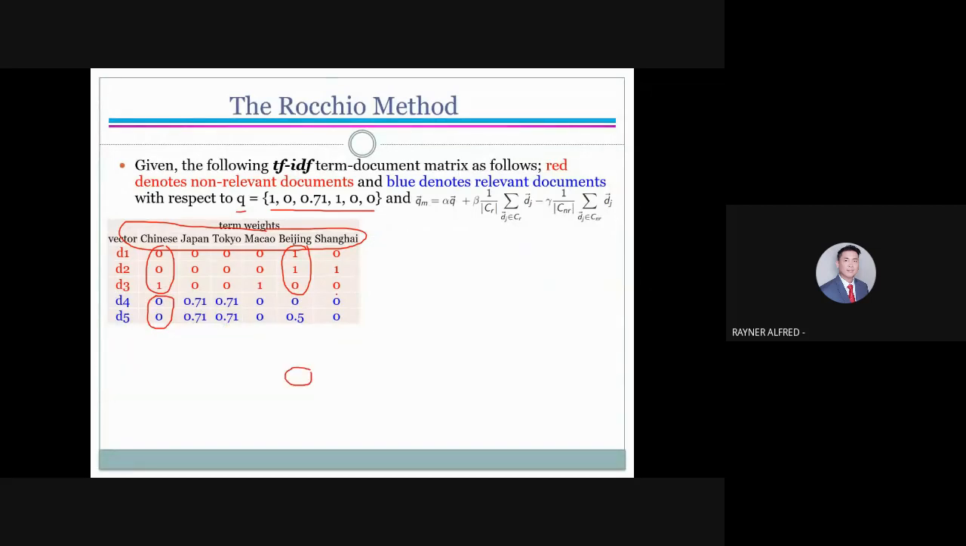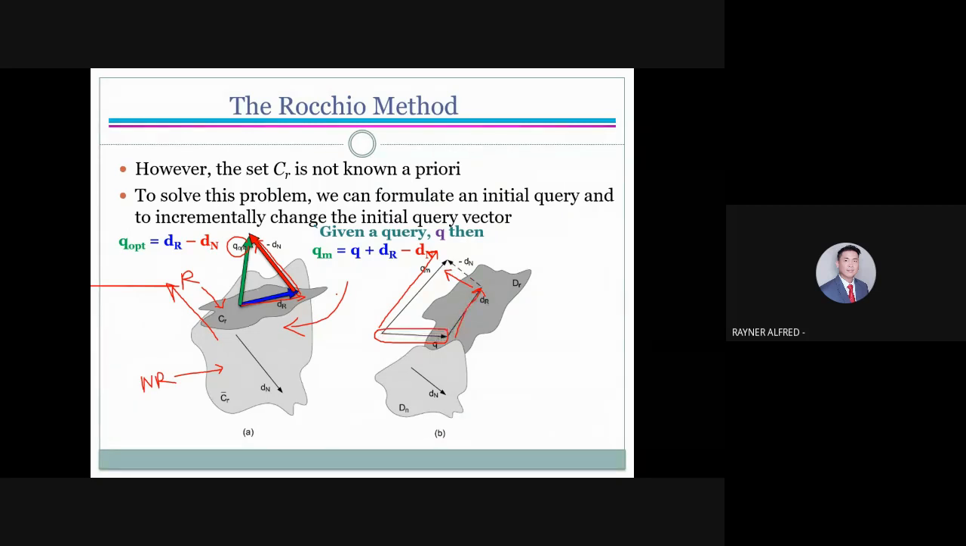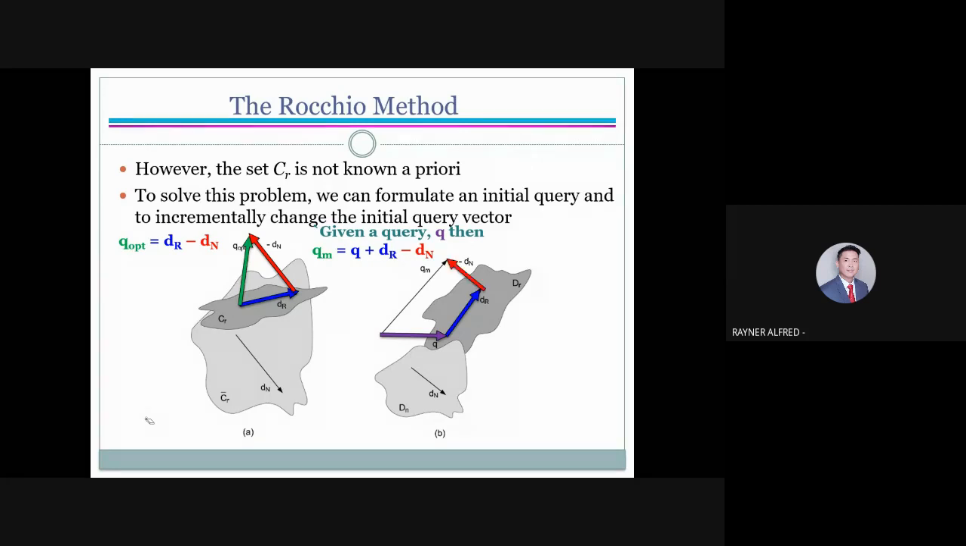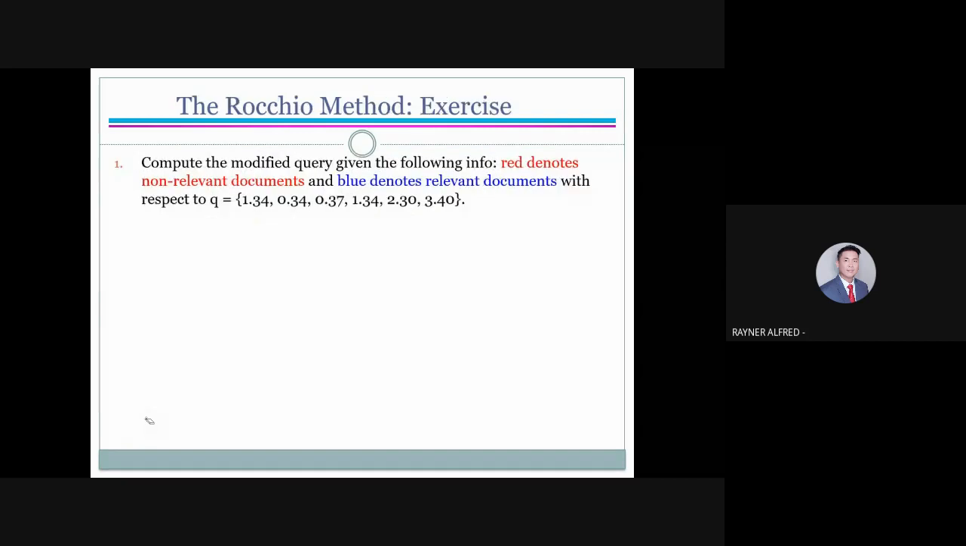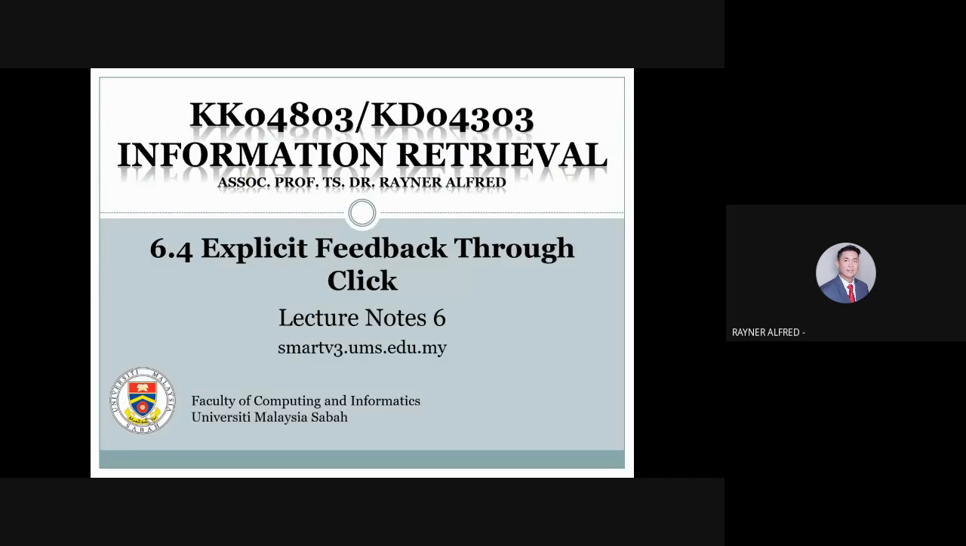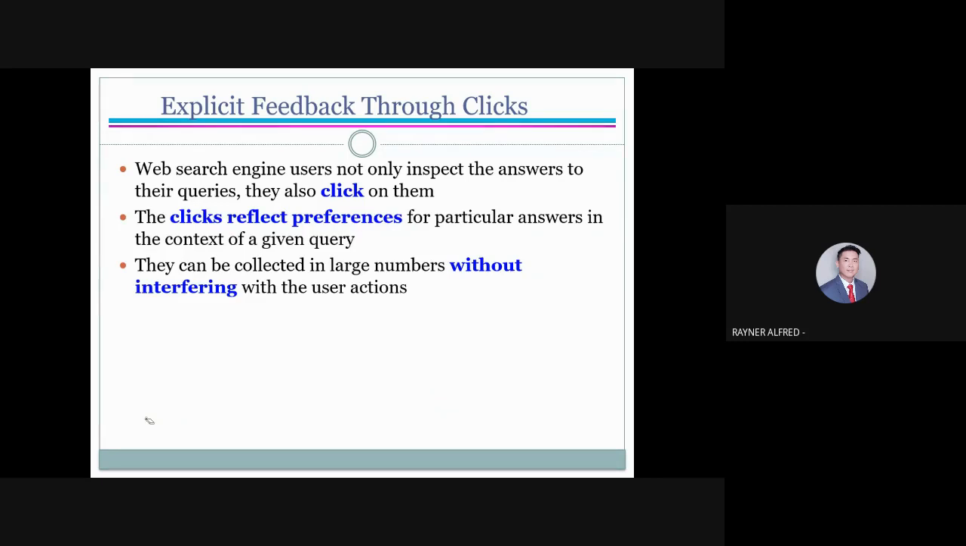So basically, what happened here? We have the query, and then we take the average of the relevant documents minus the non-relevant documents, then we get the modified query. So this is the example. We have an exercise for this one. You can do it later on, but you take the one in smartversion3.ums.edu.my. So that is your assignment number 3, I believe.